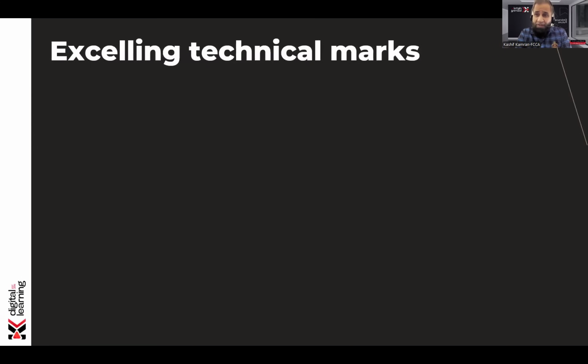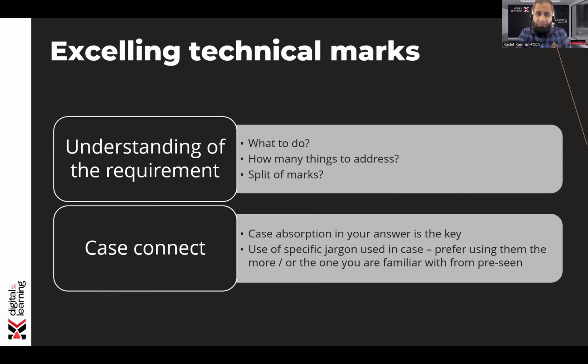Okay, finally, to the second last thing, excellence in the technical marks. How can you excel on the technical marks and what you need to do for that? 80% of the paper is around technical marks. Number one, understanding of the requirement. You should read the requirement well, because in the requirement, you will get to know what to do. Should I need to write the advantages of diversity? Should I need to write the advantages or disadvantages of the talent management? What I need to do?